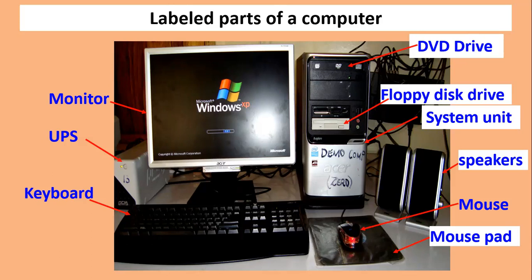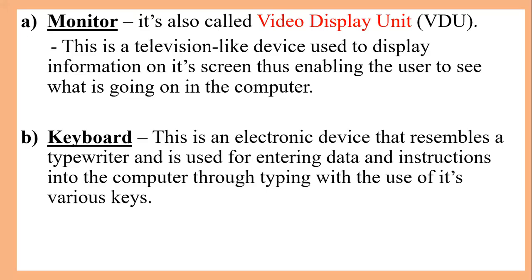And therefore, when we say that a computer entails an interconnection of various devices, we are correct. But each of these devices plays a specific role or part. So a computer is this complete standard setup of the basic devices that are mandatory to perform various tasks in the accomplishment of a user function or task. The monitor is also called the video display unit or VDU. This is a television-like device, as you have seen, used to display information on its screen, thus enabling the user to see what is going on in the computer.